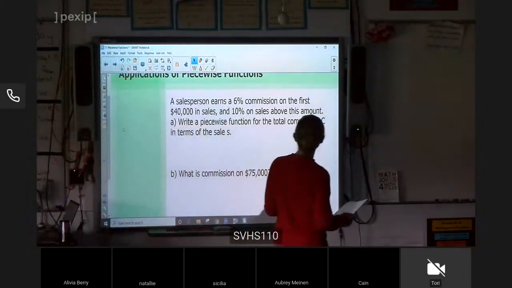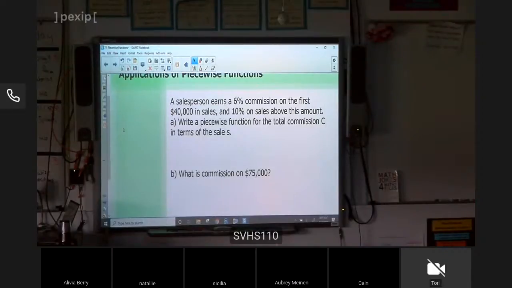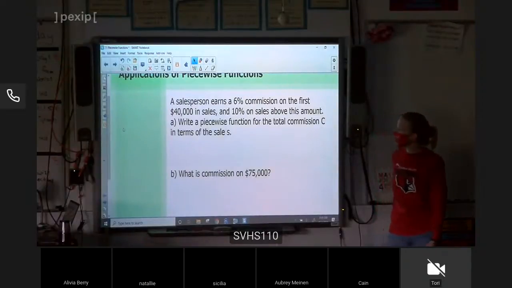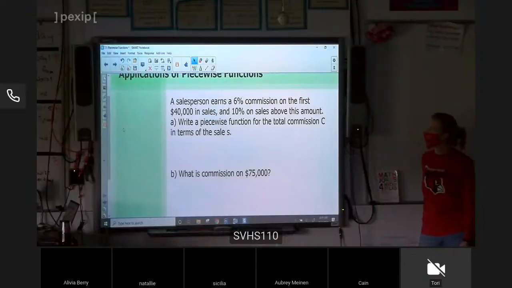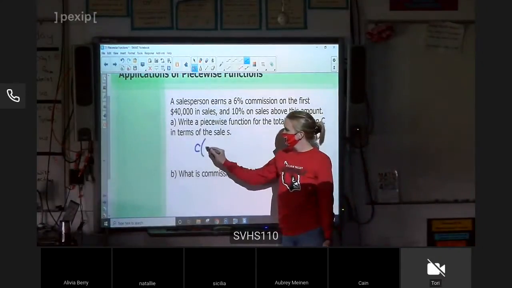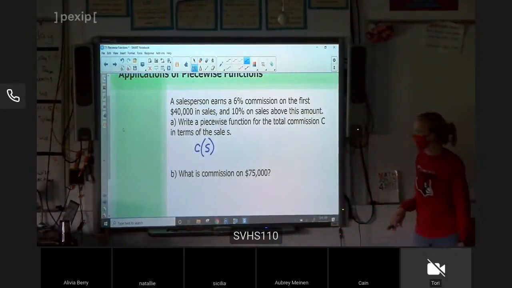A salesperson earns 6% commission on the first $40,000 in sales, and then 10% on sales above that amount. So we want to write a piecewise function for the total commission C in terms of the sales S. So the commission based off of their sales.